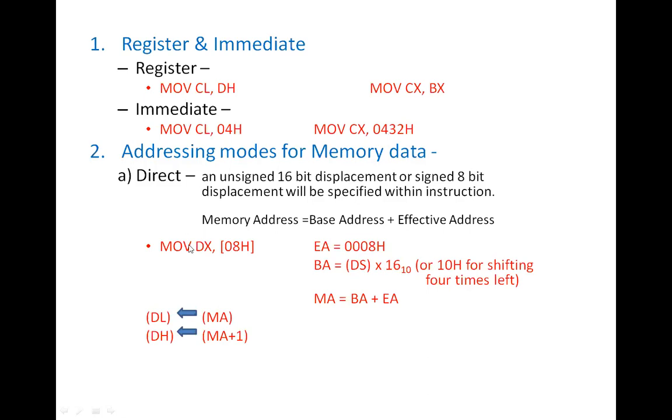Direct addressing, I have already explained, but let me go through that. Direct addressing says that an unsigned 16-bit displacement or 8-bit signed displacement can be specified within the instruction within a bracket. And whenever we are specifying any 8-bit number or a 16-bit number within the bracket, it signifies the address. So actually the address is calculated with this: memory address or the physical address is equal to base address plus effective address. Base address is signified as BA, and effective address is signified as EA.